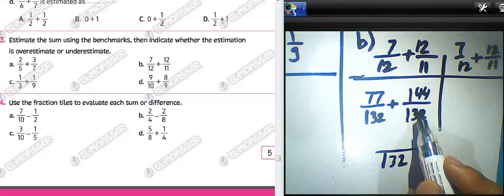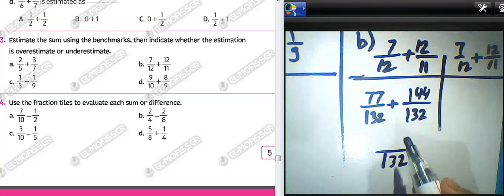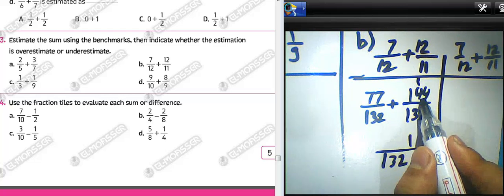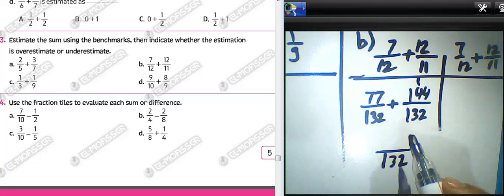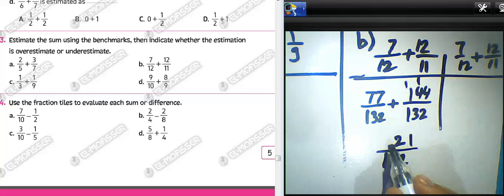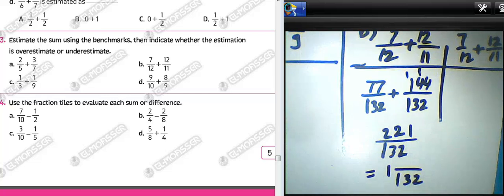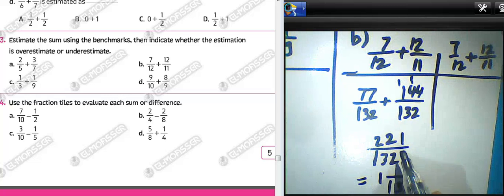plus 144. 4 plus 7 equals 11, 1 and carry 1. 4 plus 1 equals 5. 5 plus 7 equals 12, 2 and carry 1. 1 plus 1 equals 2. The result will be 221/132 equals 1. And we can write the difference between them.